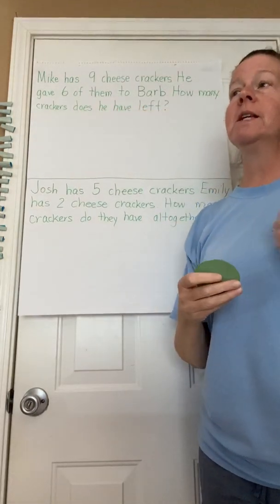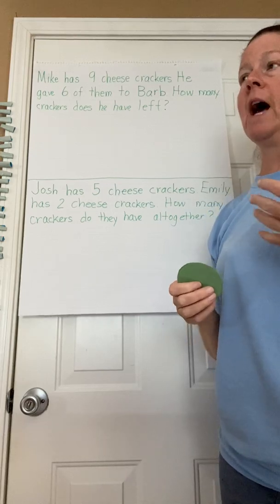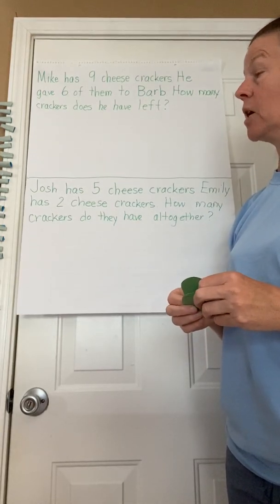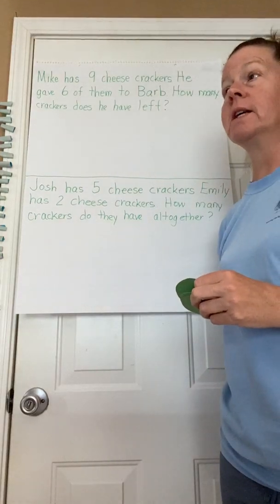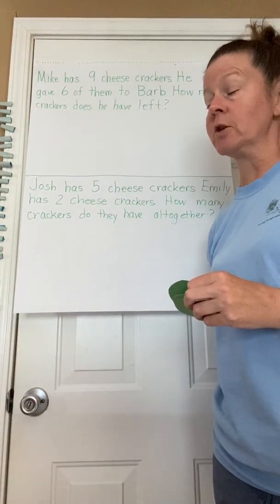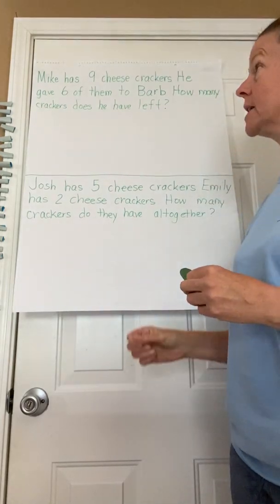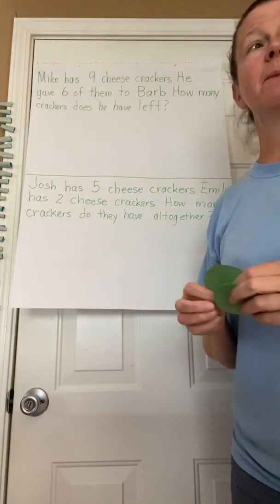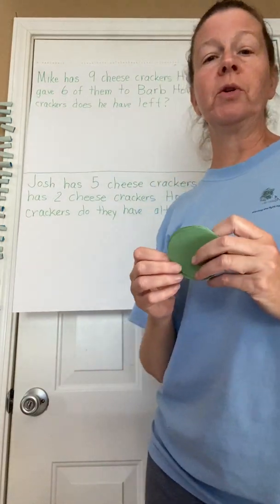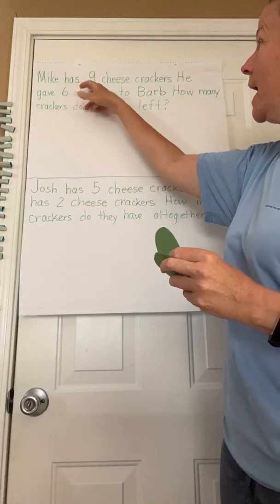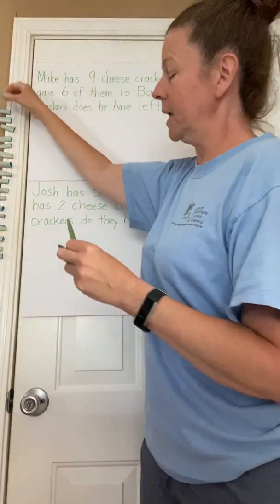Well, if we're giving things away and we're talking about what we have left, that means we're going to be subtracting. So those are key things that tell you if you're going to be adding or subtracting. When you want to know how many do we have left, that will be subtracting. So what I'm going to do is I'm going to use my 9 circles and pretend like they're crackers. Mike has 9 cheese crackers, so I'm going to get 9.